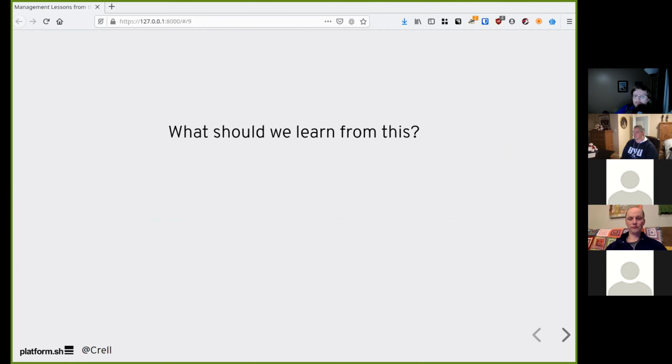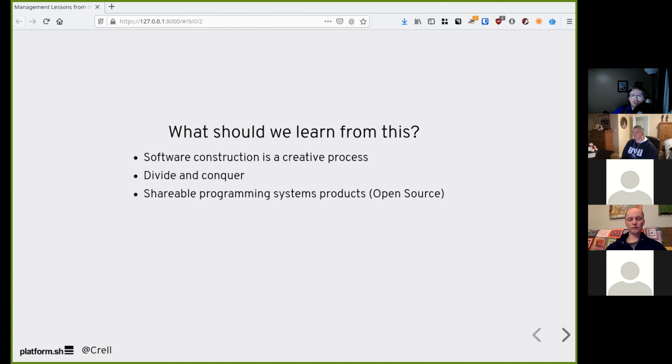What should we learn from all of this? First, software construction is a creative process. It is not an engineering discipline, it is a creative discipline. Divide and conquer is your core strategy for, well, almost everything. But you have to do it right. And you want to do that in a way that lets you build shareable programming system products.